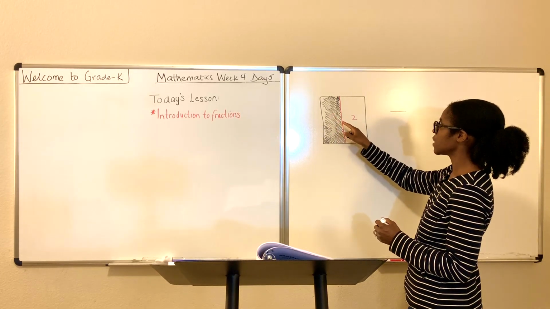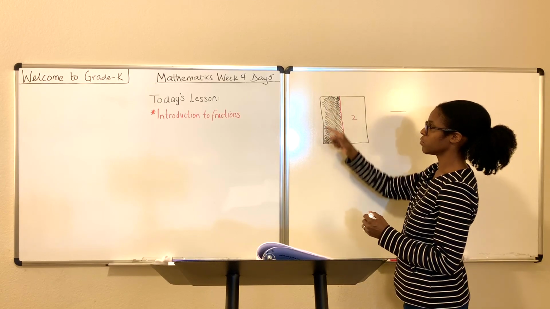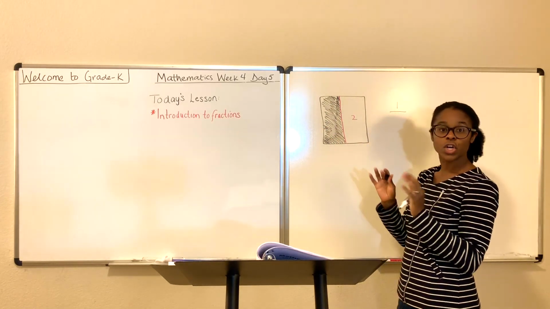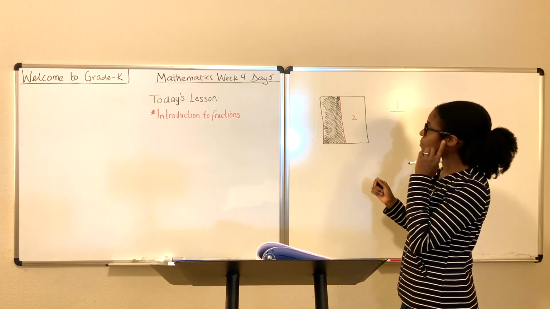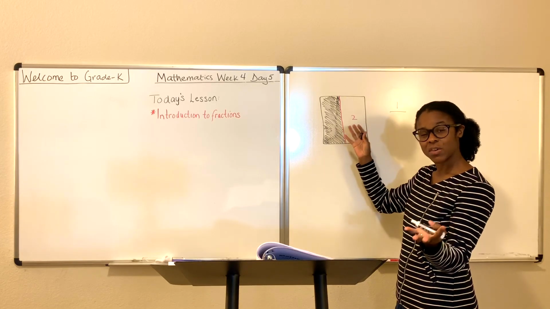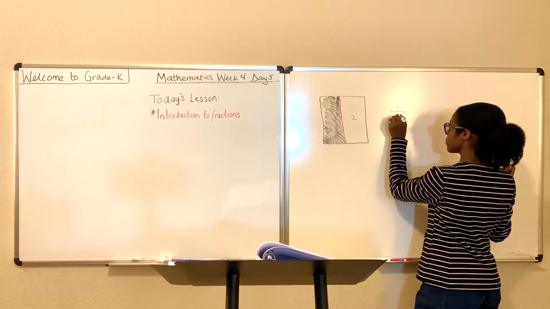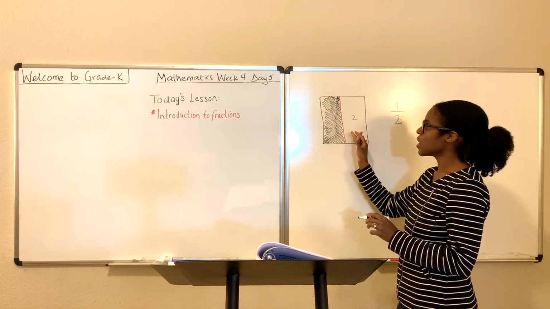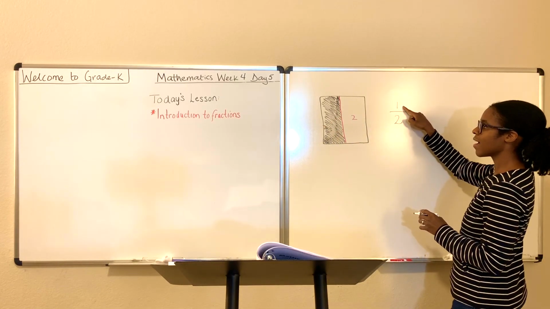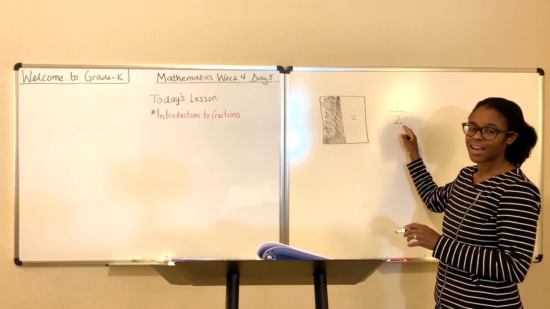So what we're going to do is write that part, which is just one part, over here. One part has been removed. How many total parts do we have? 1, 2. We started with 2 parts, but then we tore one part out. So we tore one out of the 2 parts out of the book.